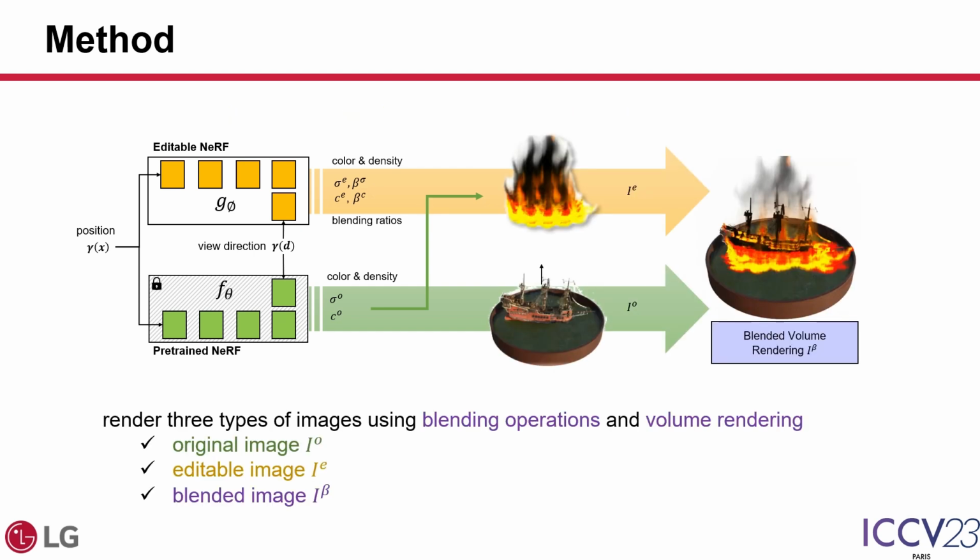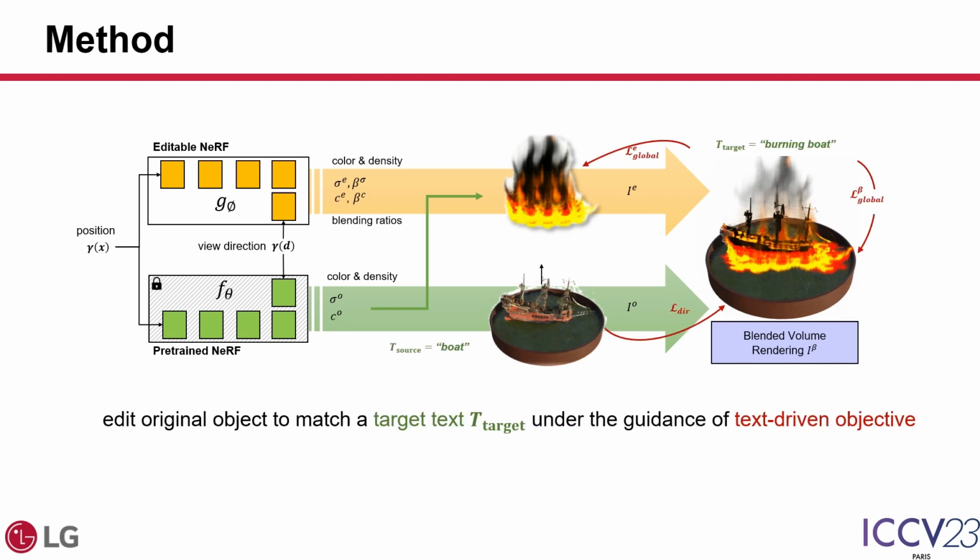Blending-NeRF renders three types of images using proposed blending operations and volume rendering: original, editable, and blended images. Using these three types of images, Blending-NeRF edits the original object to match the meaning of a given target text under the guidance of the text-driven objective.